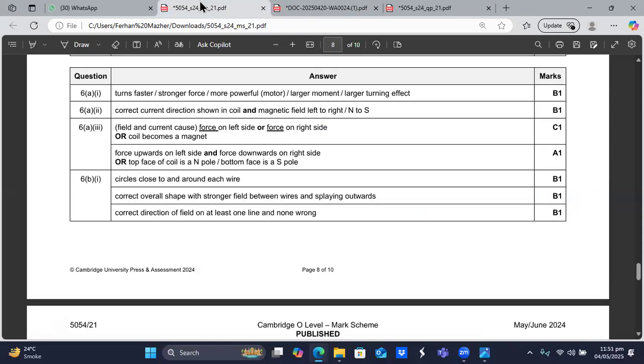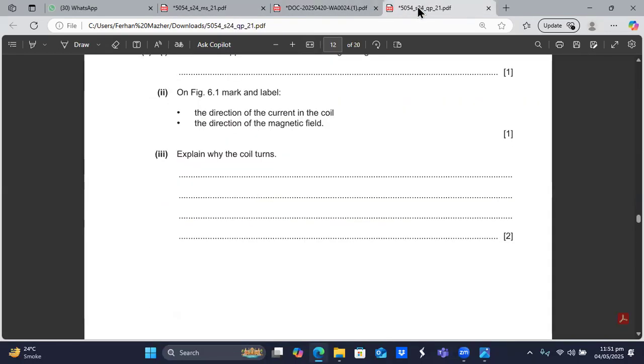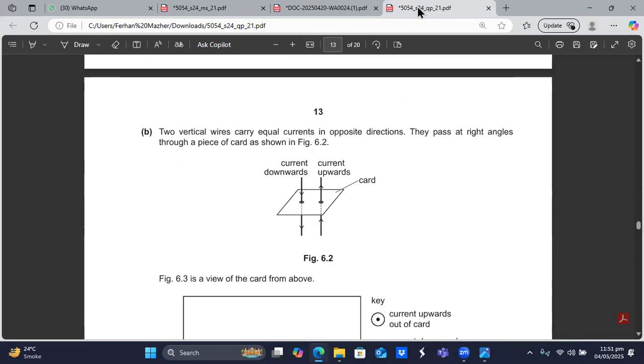Okay, so you can look at the marking scheme here. You can pause the video and read these. Okay, so I think this is the answer. So we are going to the next part.